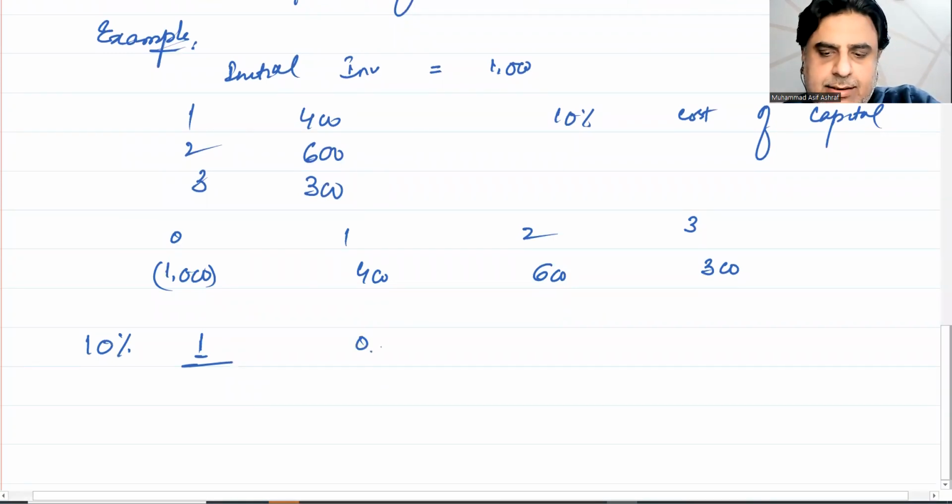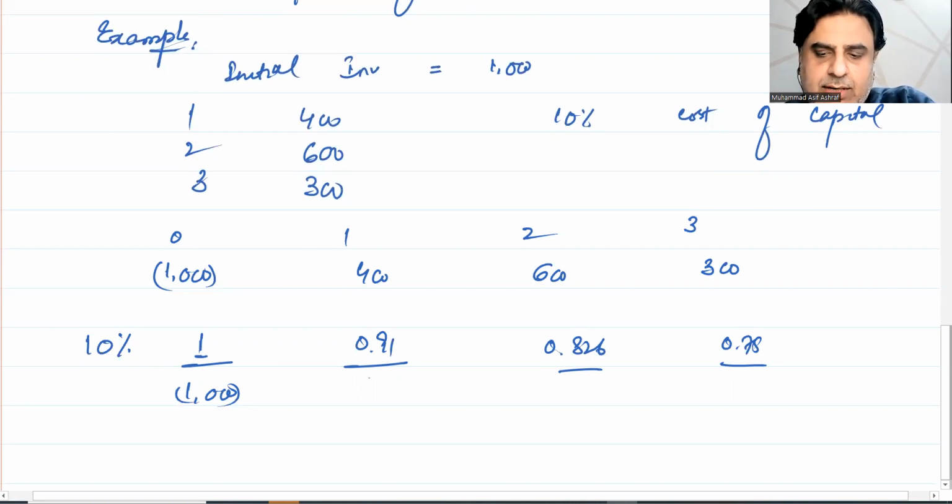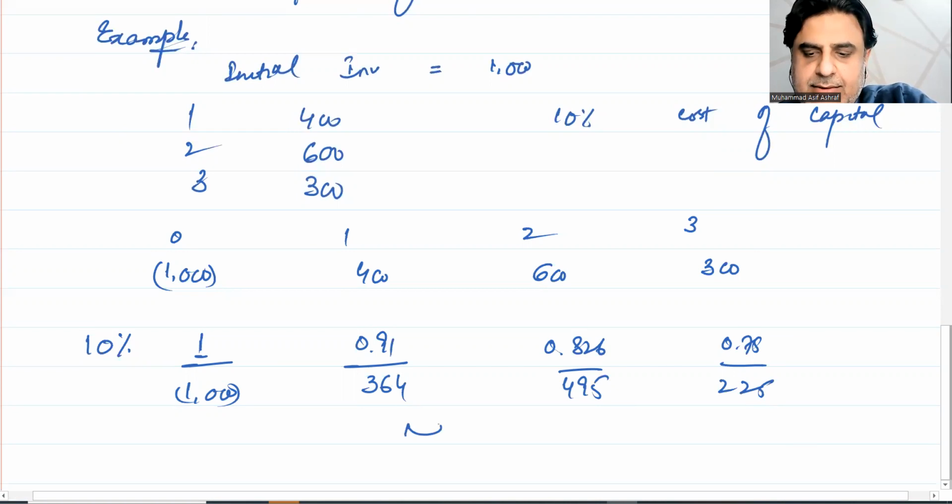The factors are 0.91, 0.826, 0.75. So if you multiply, 400 into 0.91 is 364, then 495, 285. So this gives you the NPV of positive 84.